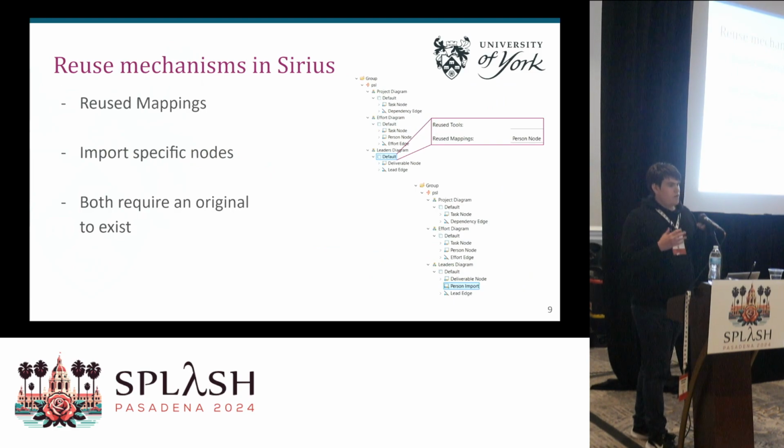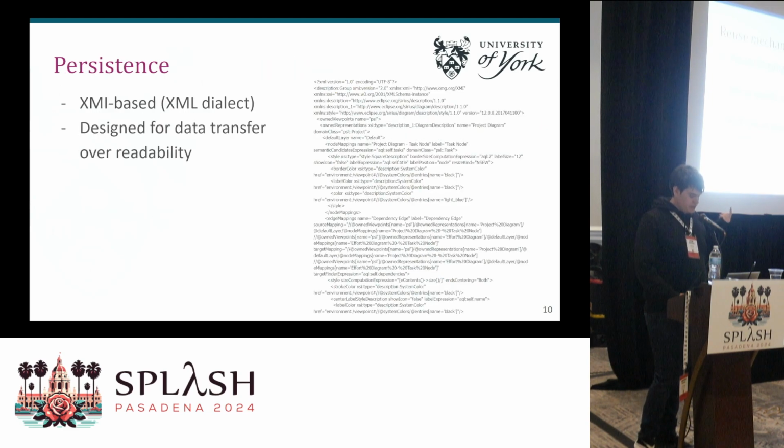So I'm just going to quickly go over some of the areas of Sirius that are targeted with Aconite. One of those is the reuse. The reuse within Sirius has two options. You have reuse mapping, which just points that the container is going to contain another copy of this person node up here. We can also do it with import-specific nodes. These essentially are another class of nodes which overrides anything that is written within it, and otherwise it will defer to its essentially parent. Both of these require the original to exist.